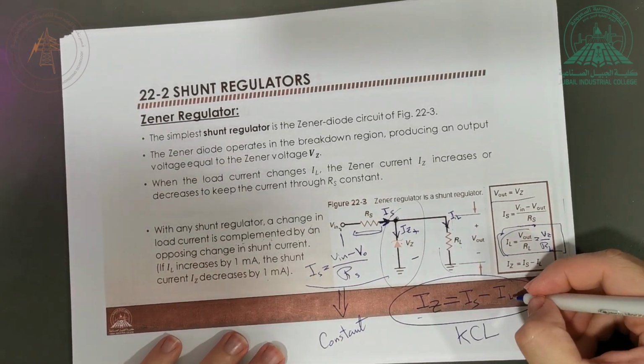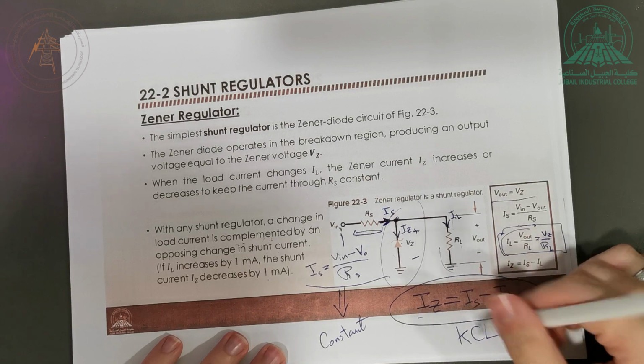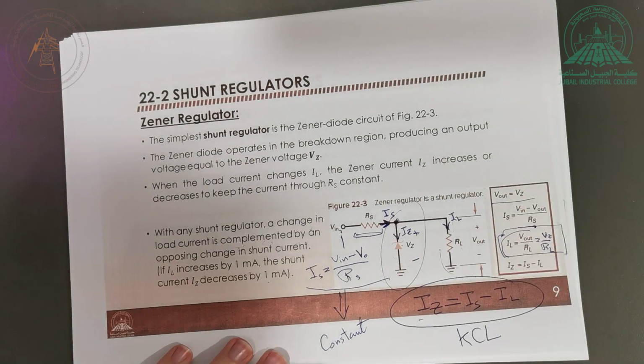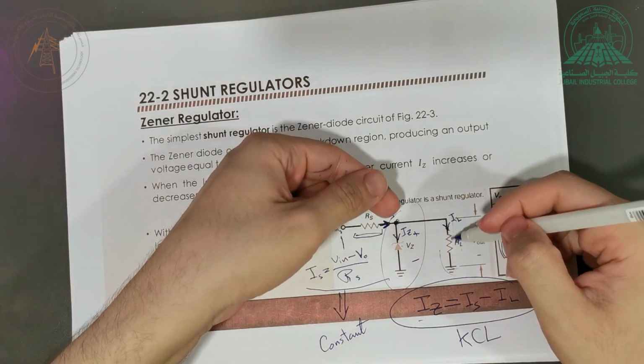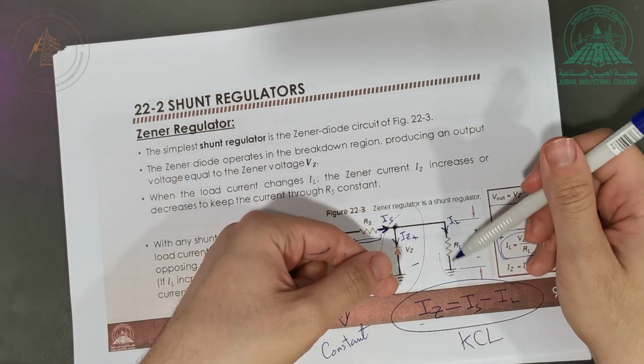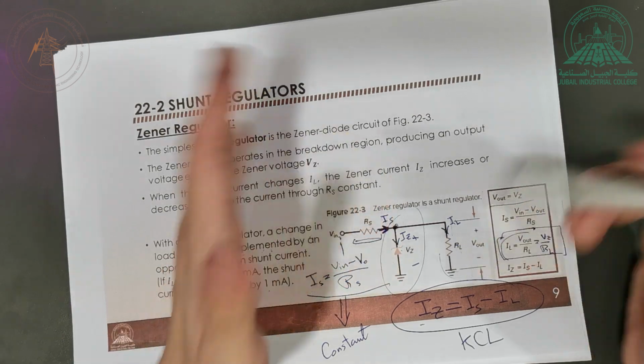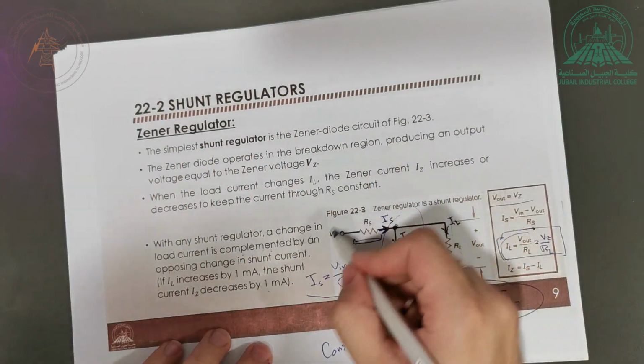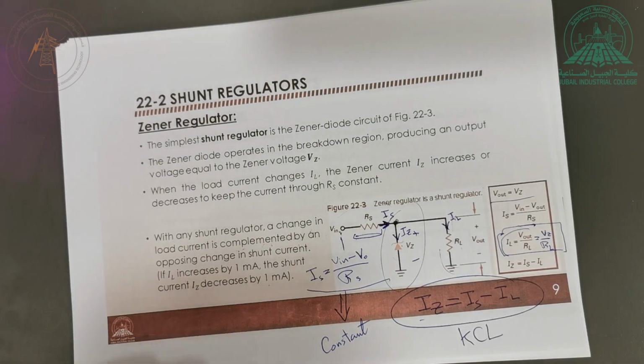KCL, right? By applying KCL here. So if IL tries to go up, IZ will go down. Okay, so to balance, if this goes up, this will go down. طب لو العكس, if this tries to go down, this will go up. At the end, المحصلة إن هذا دائما يصير ثابت. Okay, so this is a feature of shunt regulators.